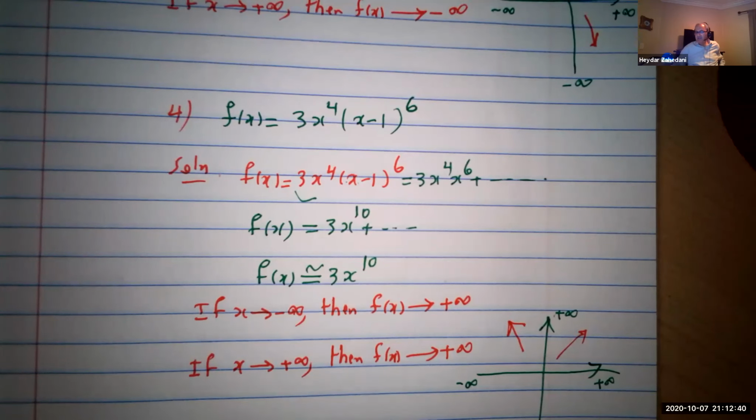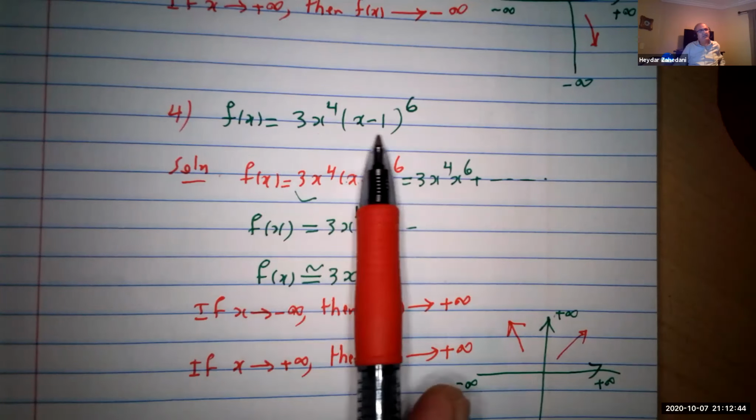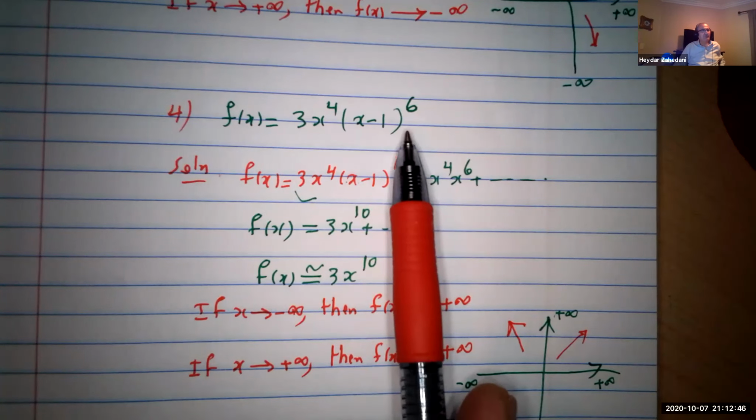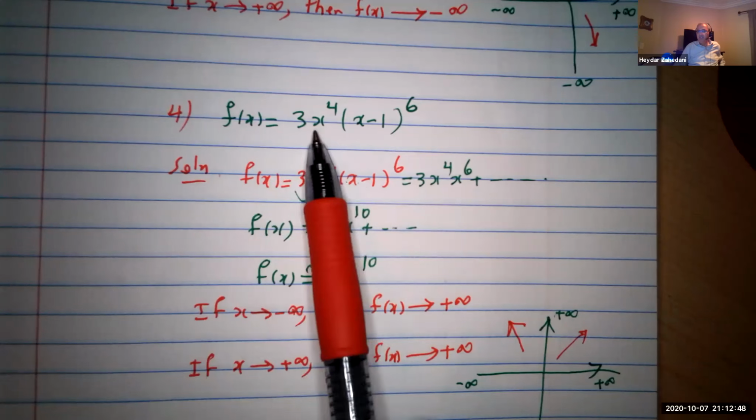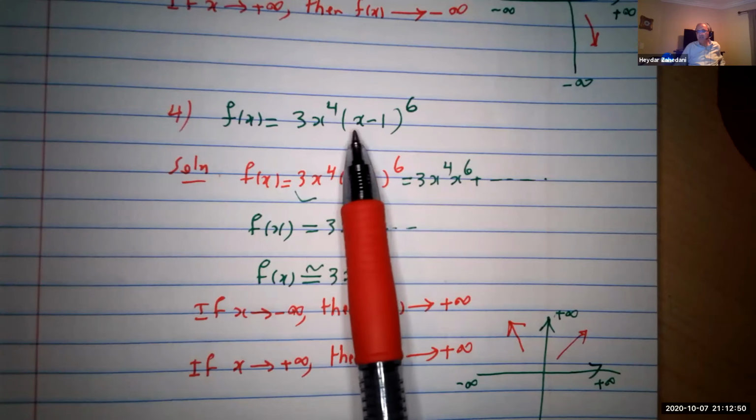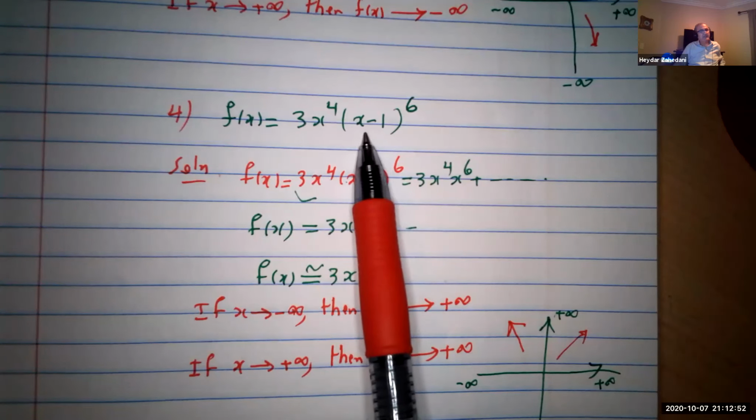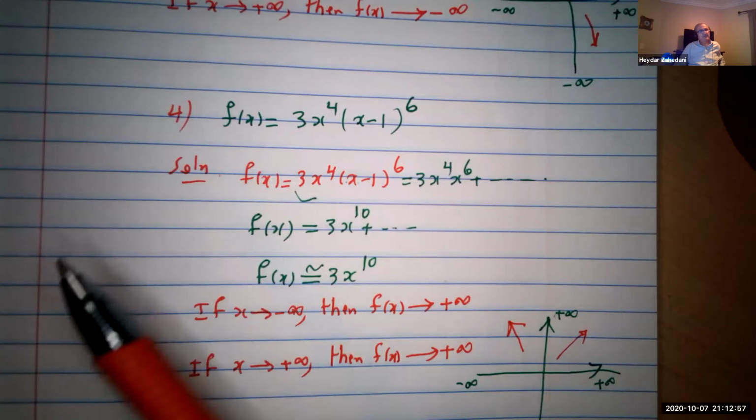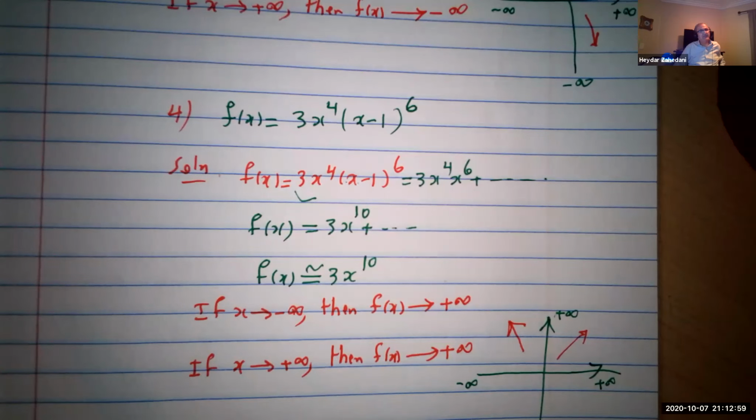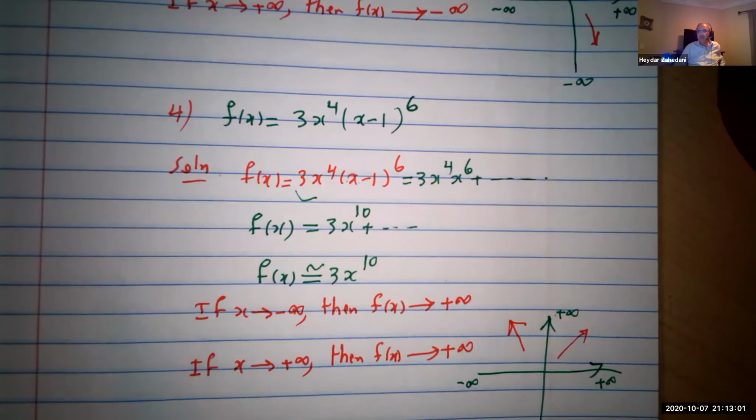Now the x-intercept. Look at this one. If you let it equal to 0, you have two solutions that give you x equal to 0 and x equal to 1. Okay, 0 and 1. Now, how are we going to find out whether the graph touches or crosses? We look at this power.